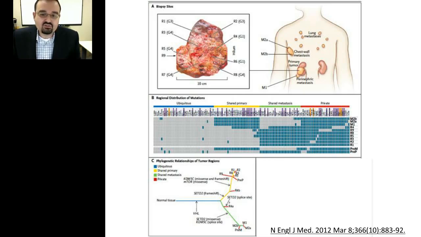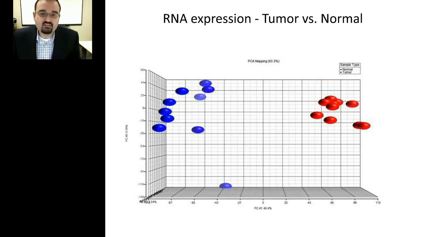We also know, with recent data published in major journals like the New England Journal of Medicine, that tumors themselves are highly heterogeneous. In this fantastic paper published in the New England Journal in 2012, investigators sequenced a large renal cell tumor, taking multiple punch biopsies at 10 different sites within the tumor, and also within the chest wall metastases and the lung metastases, and then sequenced each of these sites.